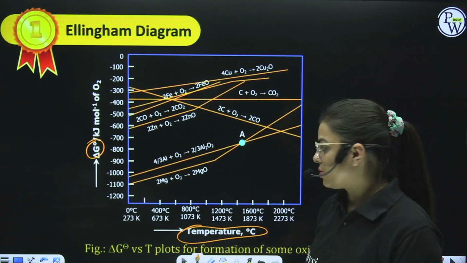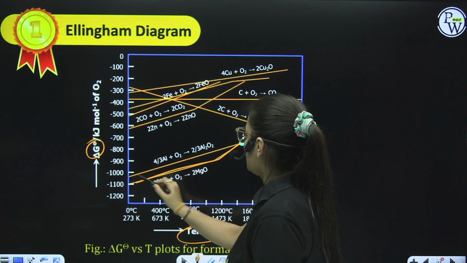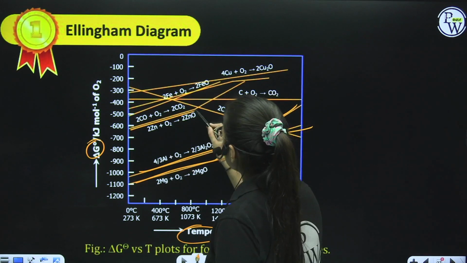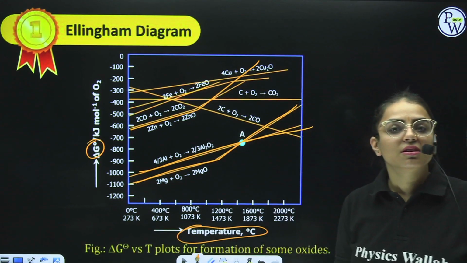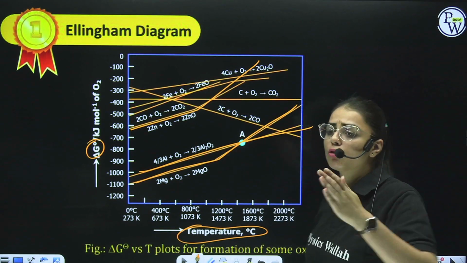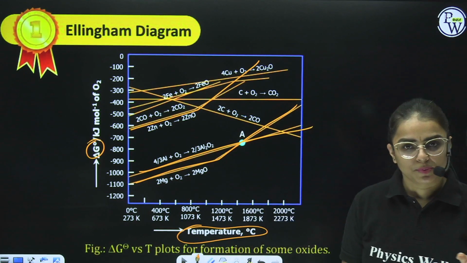Moreover, you will see that these are the curves and their slopes are changing. What does the slope change depict? The slope change depicts that there is a phase change, that means from solid to liquid, or from liquid to gaseous, or from gaseous to solid. The phase change occurs over here.